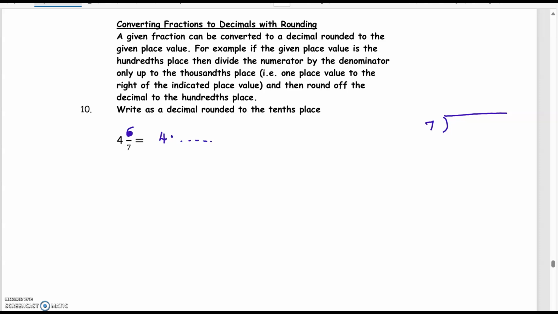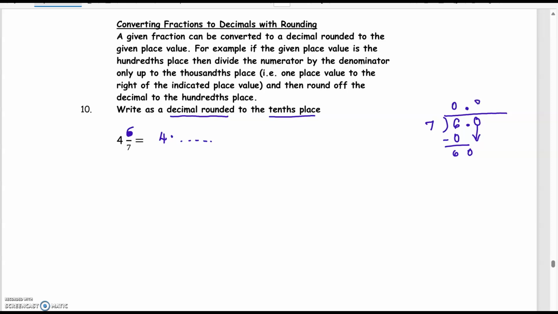Now we have to round the decimal point to the tenths place, so we don't have to go too far. So if we have to round it to the tenths place, we only need to know what's in the hundredths place. So let's see, we know it's going to be a decimal. Put your decimal point. 7 goes 0 times into 6. Subtract. 6 minus 0 is 6. Bring the 0 down.